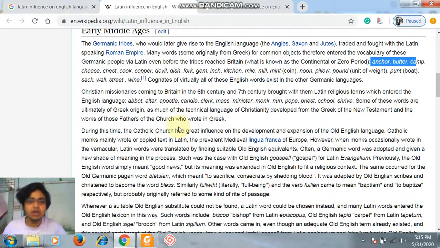The Christian missionaries coming to Britain in the 6th and 7th centuries brought with them various Latin religious terms which entered into the English language. Terms like abbot, which is a religious term, altar, apostle, candle. Candle, although it means a wax light, was needed to enrich the Christian religious ritual. Clerk, mass. Mass means everyone together engaged in a ritualistic ceremony; according to the Christian ritual it is called a mass. Minister, monk, nun, pope, priest, school, shrive. These are some of the religious words borrowed from the religious domain of the Latin language.